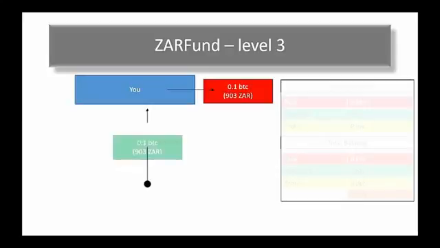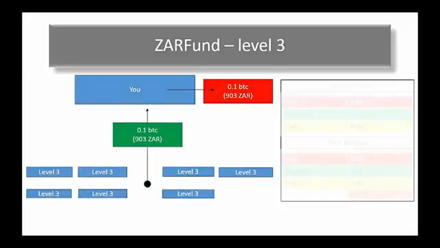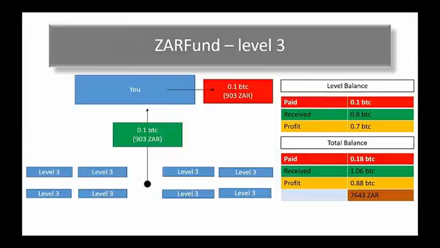Once you've paid that, you are now eligible to receive 0.1 Bitcoins from your downline that would want to level up to level 3. And you would eventually receive a payment from people that want to be on level 3. A total of 8 people would have to pay you once you have upgraded to level 3. Now your account will be looking like this.